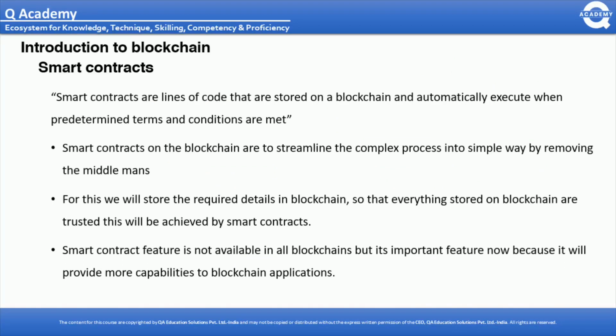Smart contracts. Smart contracts are lines of code that are stored on a blockchain and automatically execute when predetermined terms and conditions are met. Smart contracts on the blockchain streamline a complex process into a simple way by removing the middlemen. For this, we will store the required details in the blockchain, so that everything stored on the blockchain is trusted. This will be achieved by smart contracts. The smart contract feature is not available in all blockchains, but it's an important feature now because it will provide more capabilities to blockchain applications.